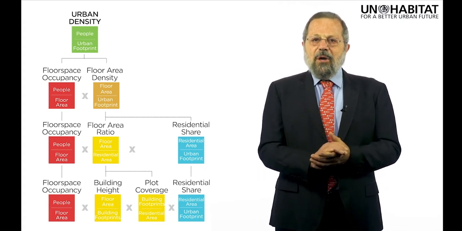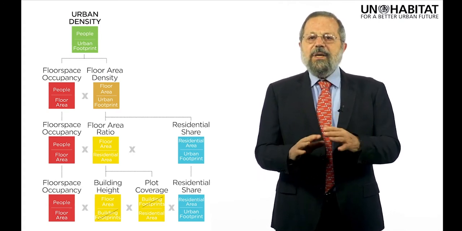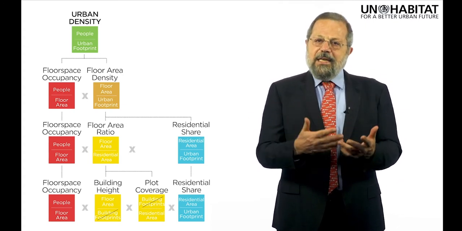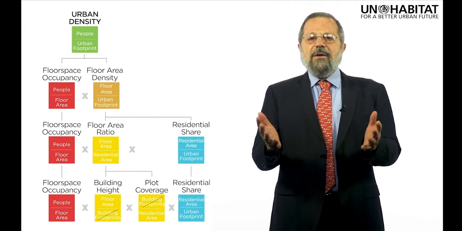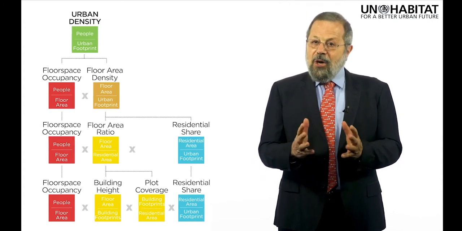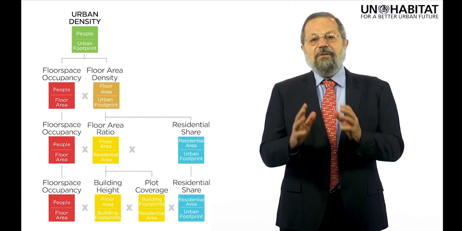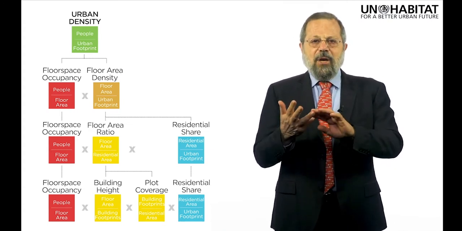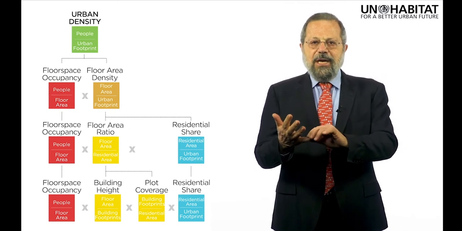Again, when we multiply them together, residential building footprints cancels out and we get floor area divided by residential area, which is the floor area ratio. We now know that urban density is a product of four factors: floor space occupancy, building height, plot coverage, and residential share. It increases when either one increases, other things being equal, and declines when either one declines. Finally, we can go even further.